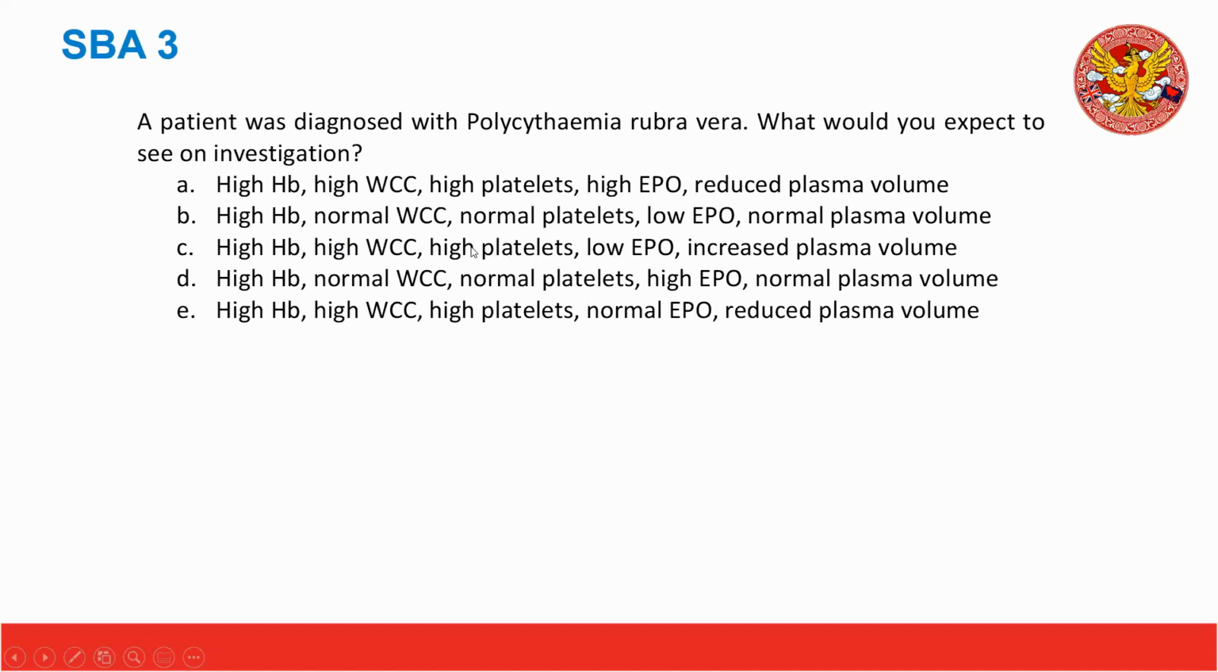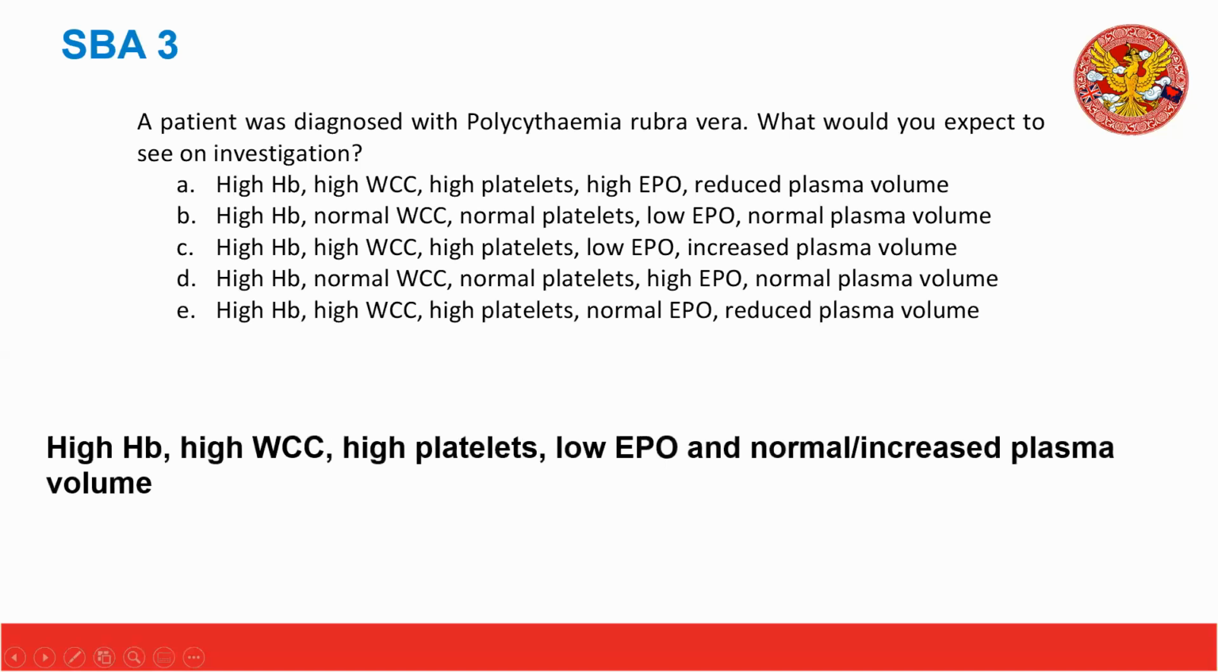In this particular case, yeah, high platelets, low EPO, and increased plasma volume is definitely worth considering. And the final option sort of produces normal EPO, but a reduced plasma volume. So in this particular case, it would be option C. You get a high hemoglobin, high white cell count, high platelets, generally a low or normal EPO, and a normal or increased plasma volume. The reason why it isn't E is this is actually a relative polycythemia because you get a reduction in your plasma volume.